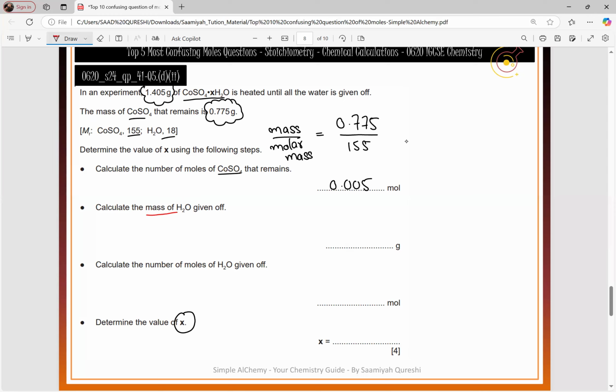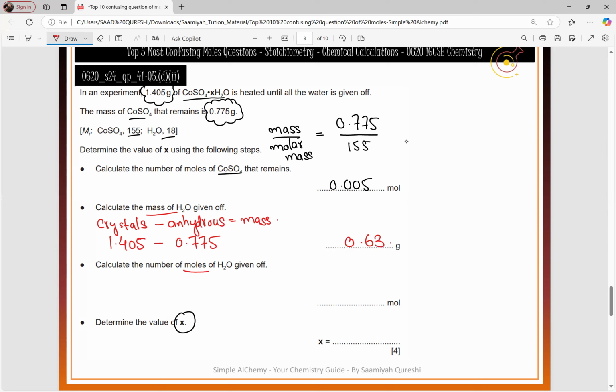Now we'll see the mass of water given off. We have the mass of the crystals. We'll subtract the mass of the anhydrous salt from the crystals to get the mass of water. So the crystal's mass here is 1.405 minus the anhydrous salt 0.775. We have 1.405 minus 0.775, and the answer is 0.63.